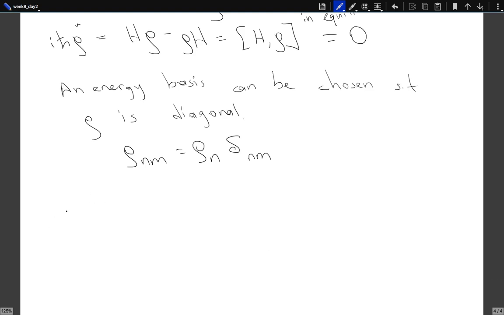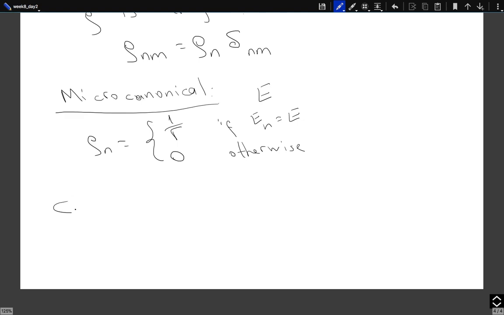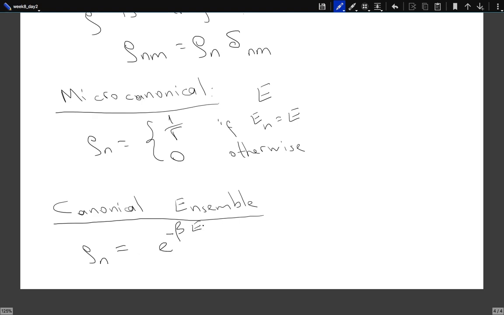Now we can go to the microcanonical. Well, in the microcanonical, we have a given energy. Then these probabilities, rho n's, will be basically 1 over Gamma if E_n is equal to E and 0 otherwise. And then all the rest basically follows. In the canonical, rho n would be just e to the power minus beta E_n divided by the sum over n of e to the power minus beta E_n.